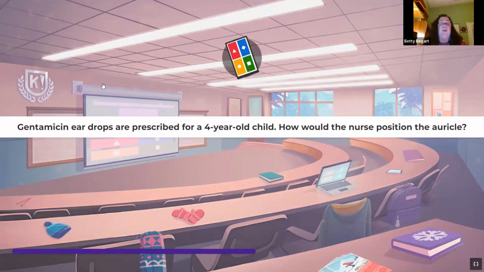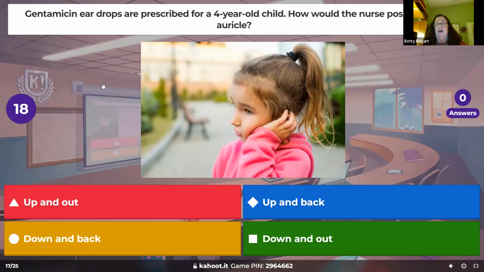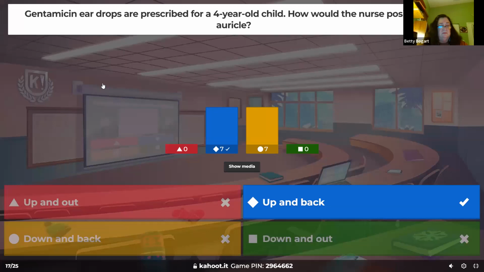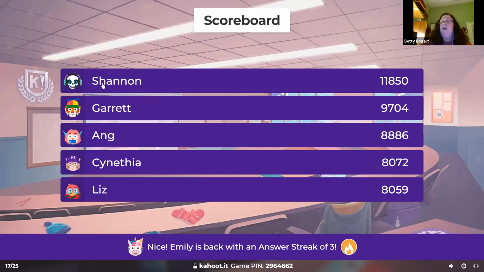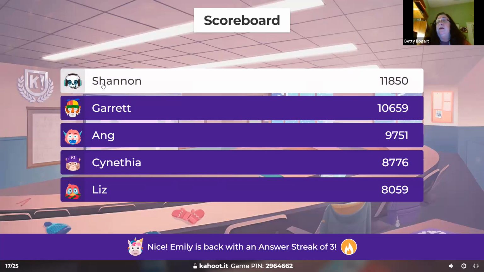Gentamicin eardrops are prescribed for a 4-year-old child. How would the nurse position the auricle? You remember pharmacology? I told you to. So you pull it up and you pull it back. Okay, that's what you do for a 4-year-old child. You want to get it into that ear hole there very easily.